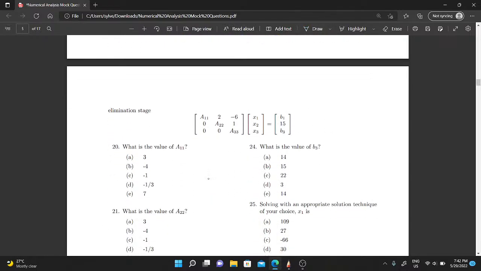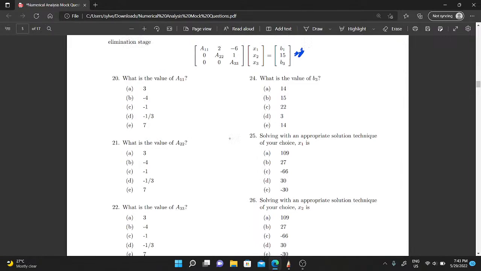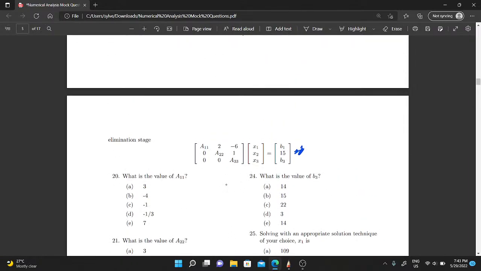So that's a quick reminder. When you solve it, you would get something in this form, and then you just compare, and then you get your answers. For 20, we got negative 4 B as your answer.